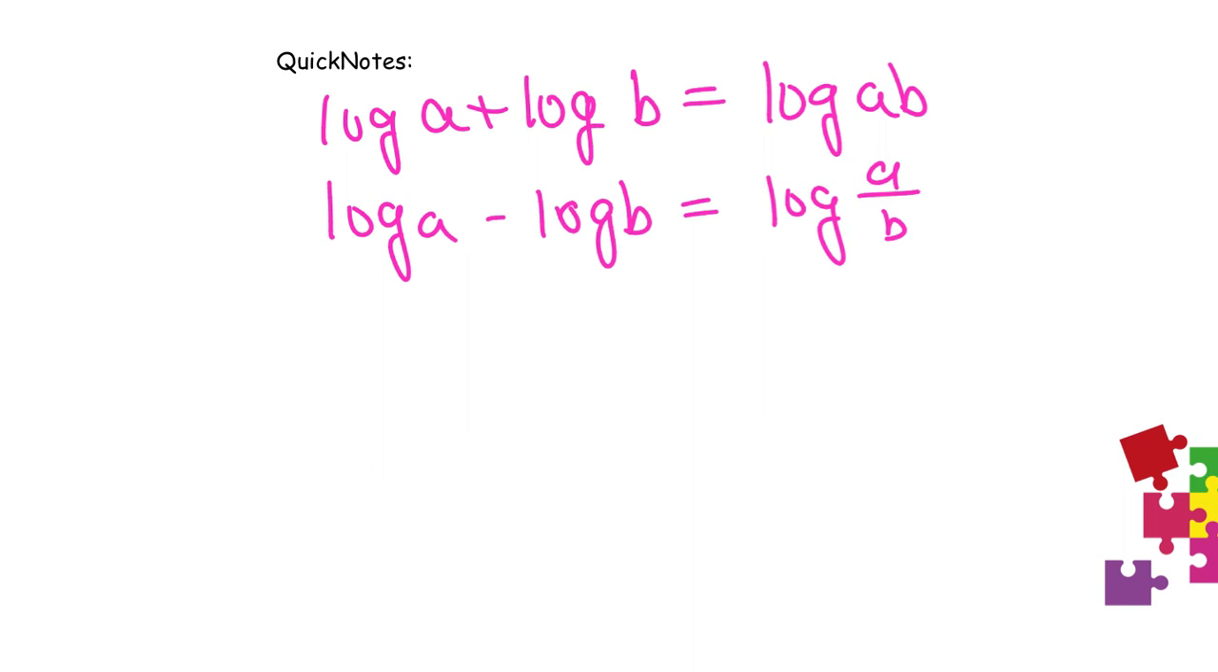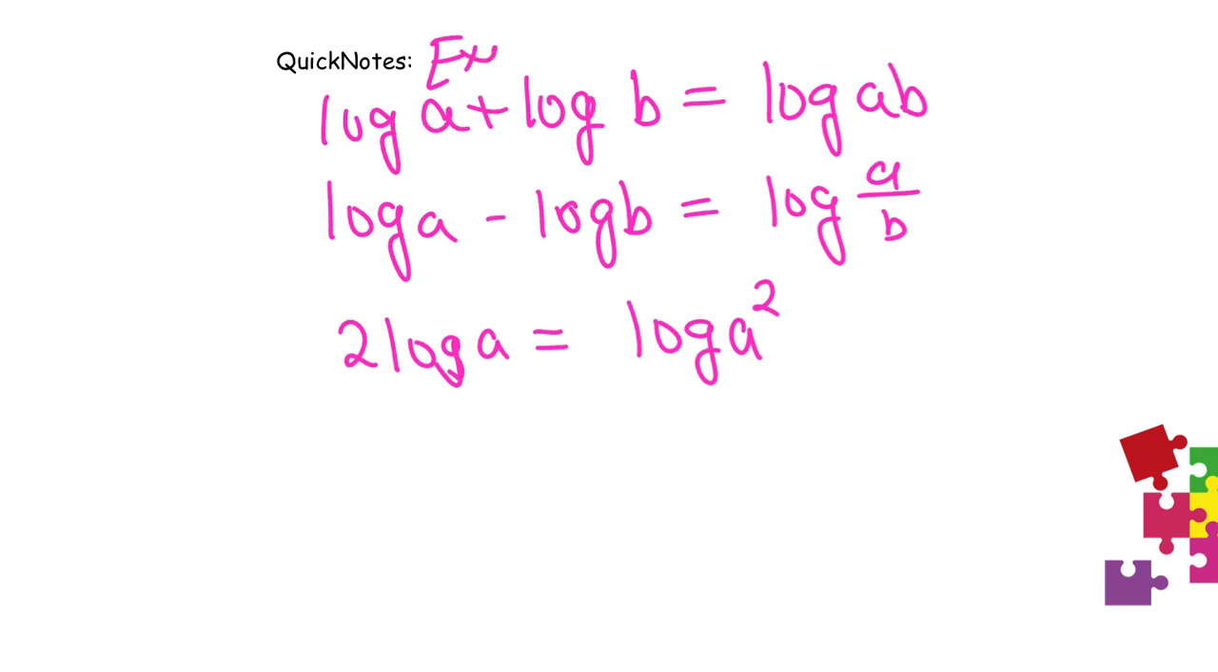We learned that 2 log A can be written as log A squared, and vice versa. The ones on the left are an expanded form. The ones on the right are condensed. In most cases, we will be condensing them because we want to be able to drop the logs and solve.